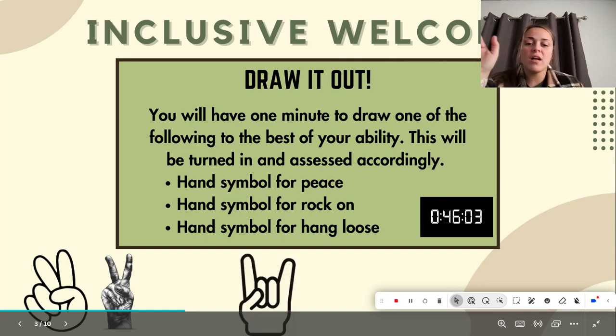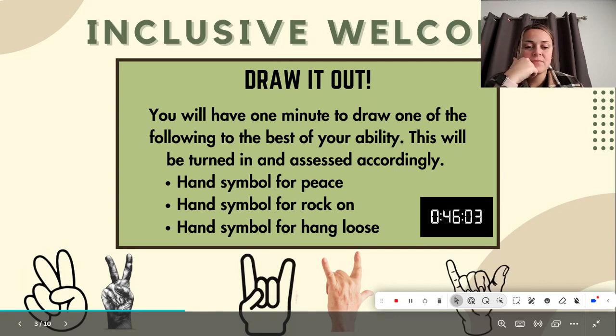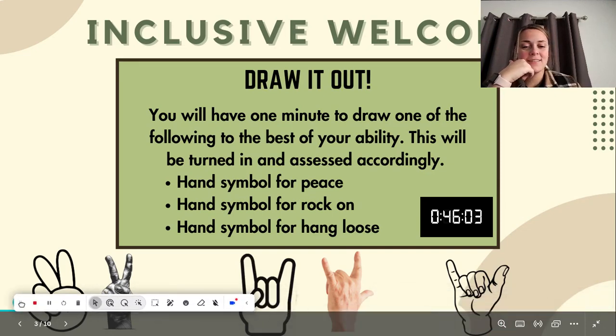How many of you drew the rock on symbol? Or maybe you drew it like this. That could even be I love you in sign language. Maybe you drew the hang loose sign like this, or like that.